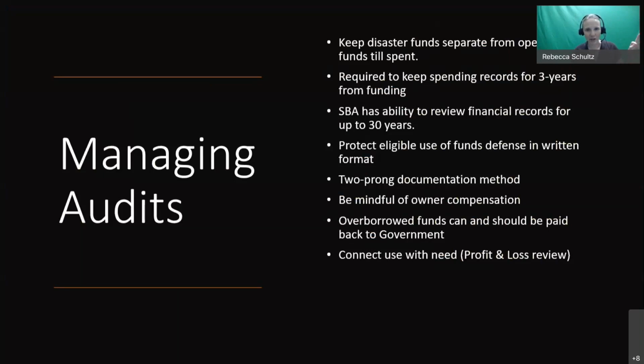3 years is the magic time frame, so you've got to hold on to all of that in a special file. SBA does tell you in their documentation that they have the ability to go back and review your financial records up to 30 years from when you take the money. I know, choke, 30 years. That's what's on the table here. I want you guys to please protect your eligible use defense in a written format.